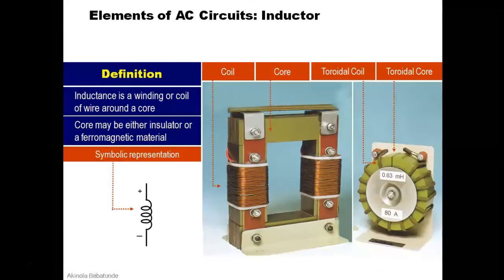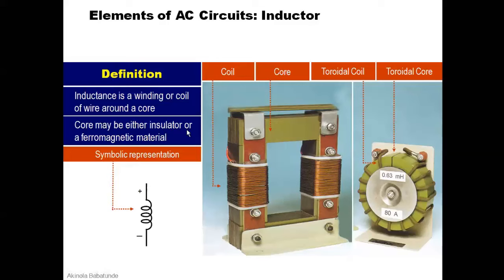So we're talking about elements of AC circuits. We've talked about a capacitor. Now we want to talk about the inductor. An inductor is a winding or coil of wire around a core. What you can see here is a core, and these are the windings of coil around the core.